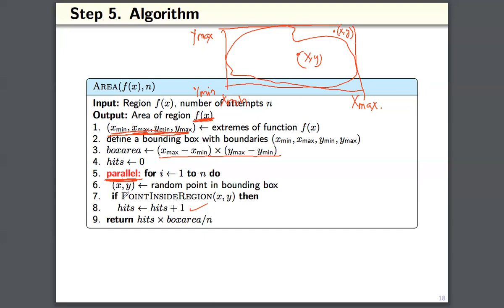That's it. So at the end, you will have the total hits. Now do hits divided by n times box area. That gives you the approximate area of the region. That's the algorithm.